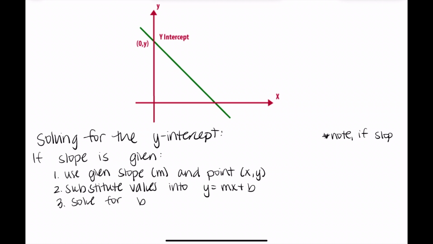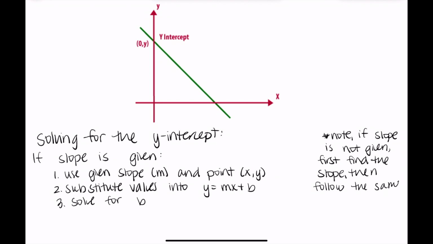But what if you're not given the slope? If you are just given 2 points and not the slope, you would do the exact same steps. However, your first step would be to find the slope, and we have gone over this in the last 2 videos. Again, if you haven't watched those, please pause this video and watch those 2 videos so the practice problems make a little more sense.